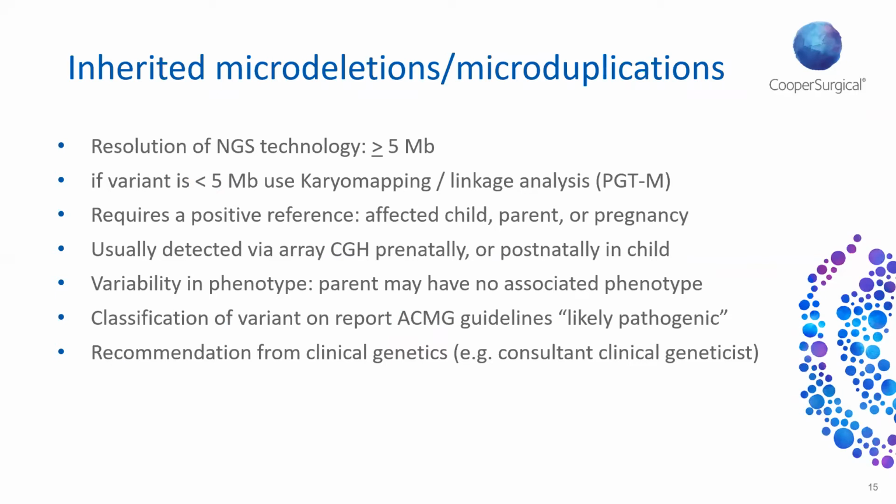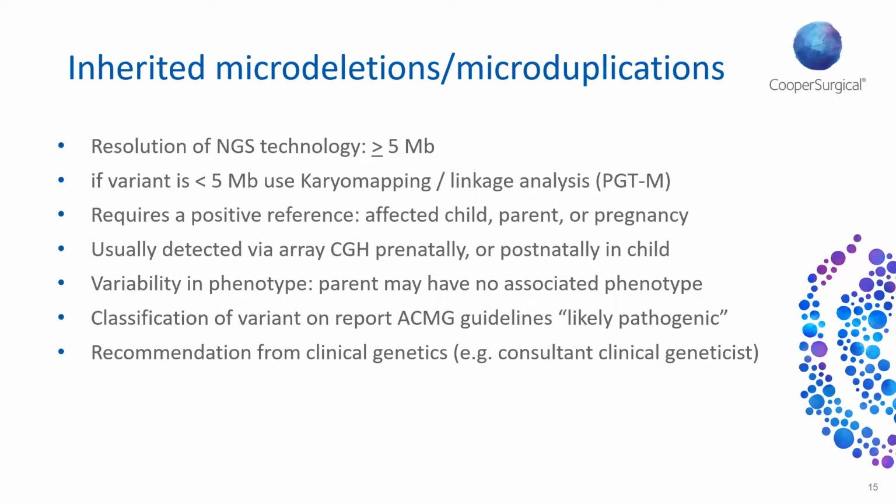Moving on to microdeletions and duplications. So what happens when we use our next generation technology and we see a referral, perhaps it's an array CGH, and the copy number variation, the deletion or the duplication, is pretty small. It's smaller than the resolution of our NGS technology, which of course is at minimum 5 megabases or higher. So what do we do if we see a referral? We've got an array report.